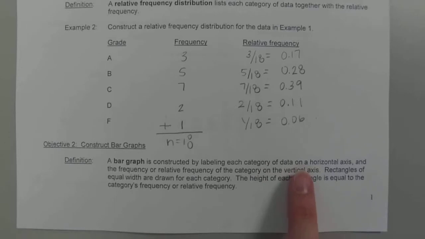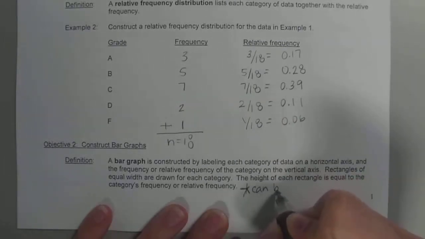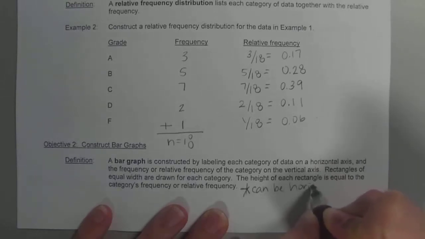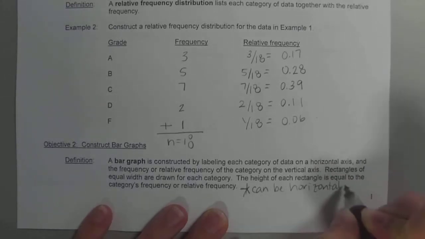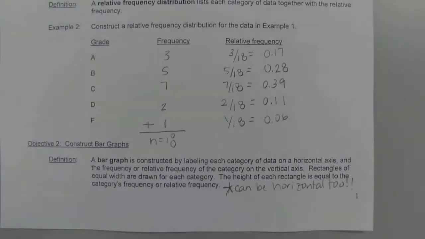It's constructed by labeling each category of data on a horizontal axis, so that's your qualitative data that you collected, and the frequency or relative frequency of the category on your vertical axis. Rectangles of equal width are drawn for each category, and the height of each rectangle is equivalent to that category's frequency or relative frequency. One thing I want to note: this can be horizontal as well.